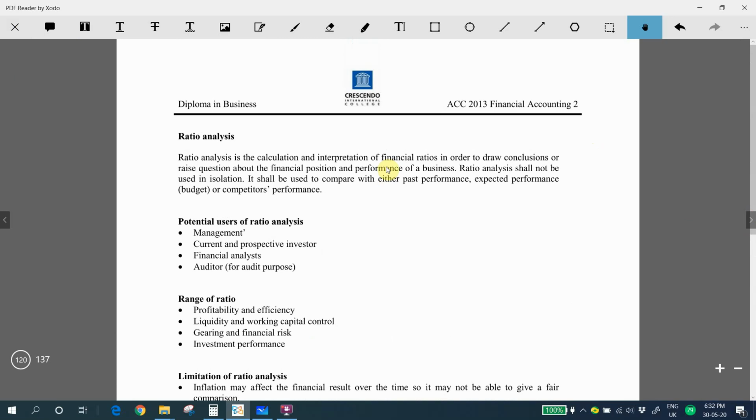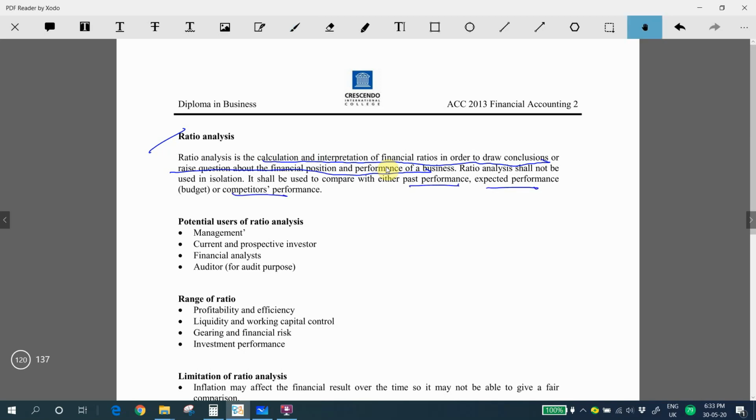Ratio analysis. What is ratio analysis? Ratio analysis is the calculation and interpretation of financial ratios in order to draw conclusions or raise questions about the financial position and performance of a company. Ratio analysis shall not be used in isolation. It shall be used to compare with either past performance, expected performance, or competitor performance.